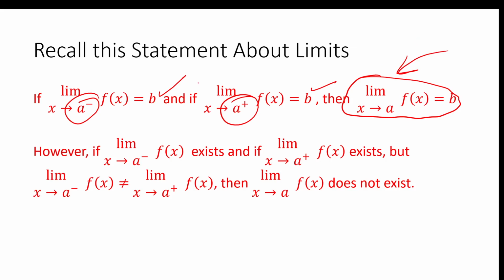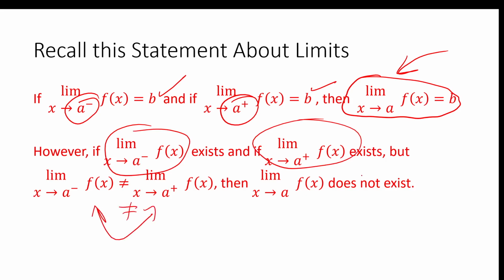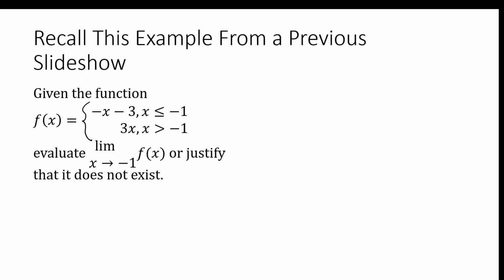But if one of the one-sided limits exists and the other one-sided limit exists, but those two one-sided limits don't equal each other, then the limit as x approaches a of f of x does not exist either. So we're going to recall from a previous slideshow some of the limits we've looked at before. We're going to show that the limit as x approaches -1 of this piecewise function does not exist, or we're going to evaluate it.